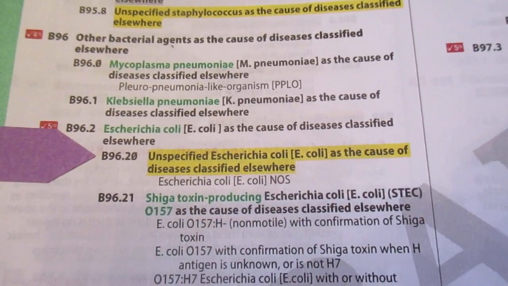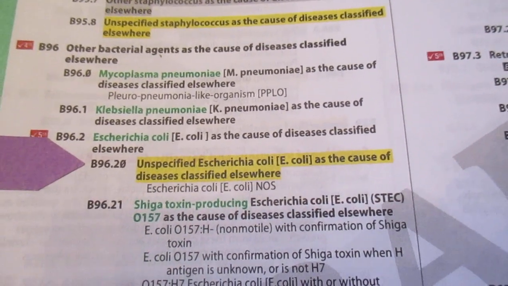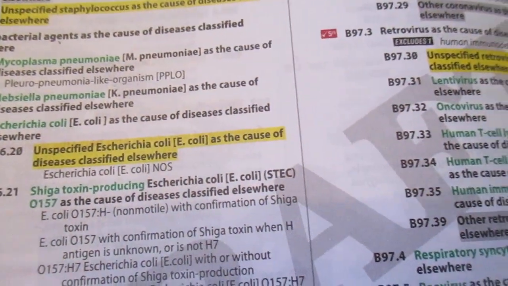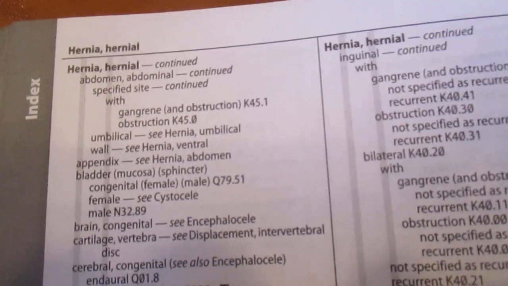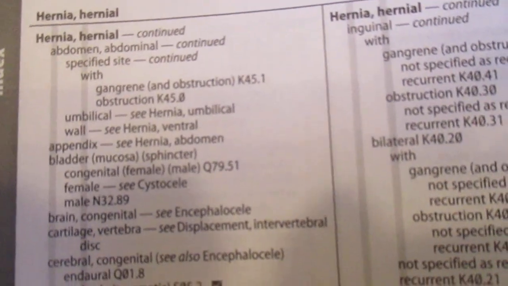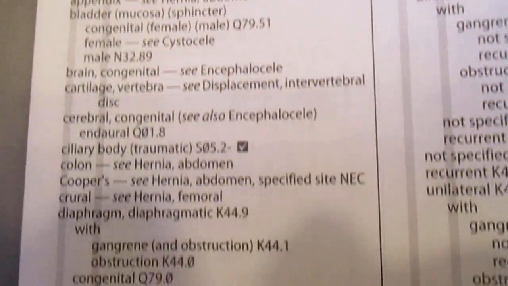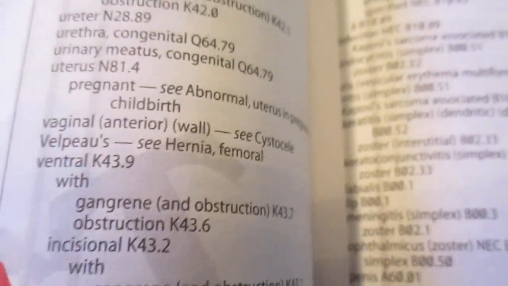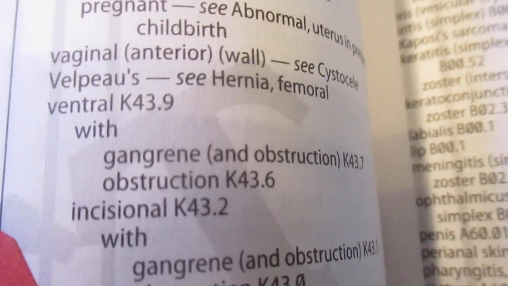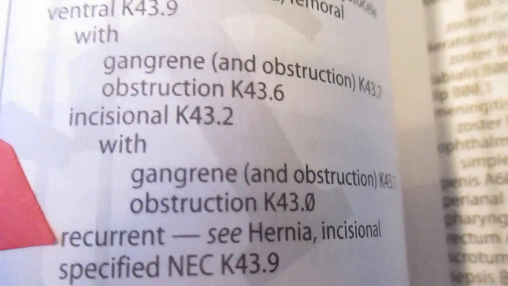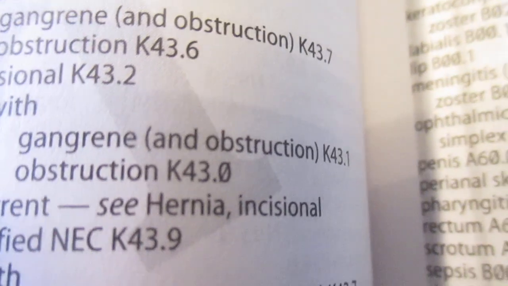And the second one, recurrent ventral hernia, we said the main term you'd look up would be hernia. So let's go to hernia. Main term, bold print, flush left with the left-hand margin, and it says hernia. And we go down to the subterm, ventral, but we said recurrent. So when you go down to recurrent, recurrent says see hernia, incisional. We all see that? I'm still under the main term hernia.